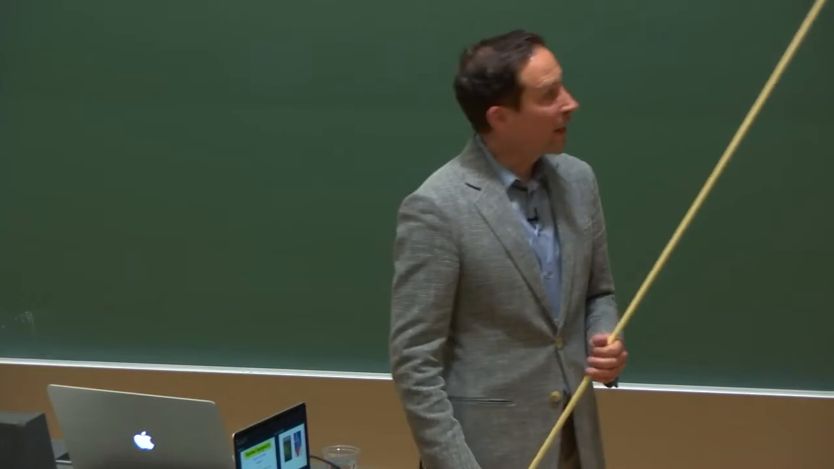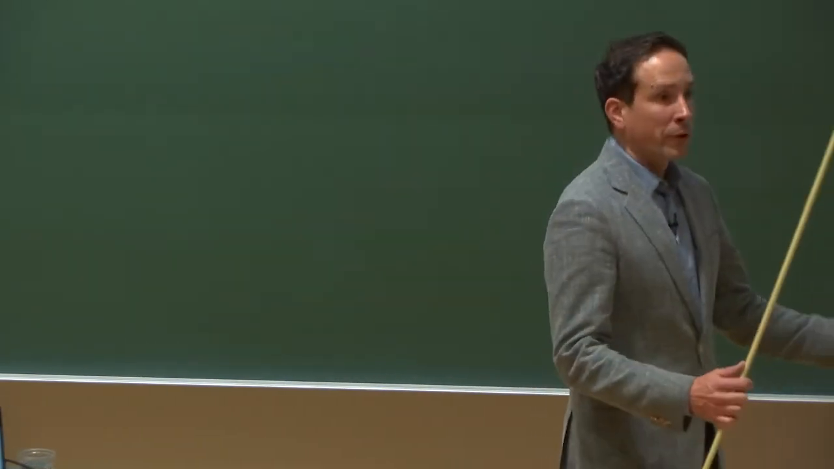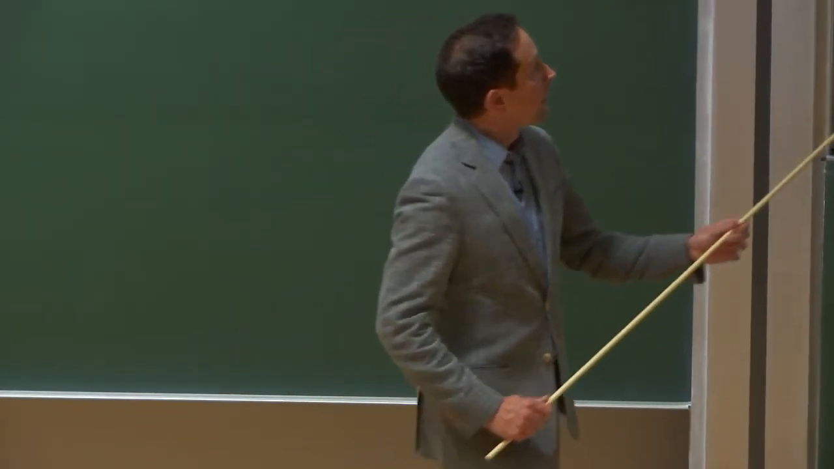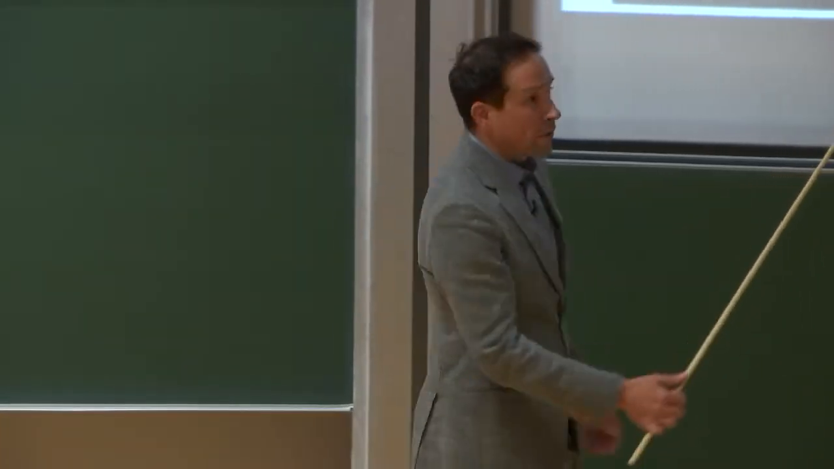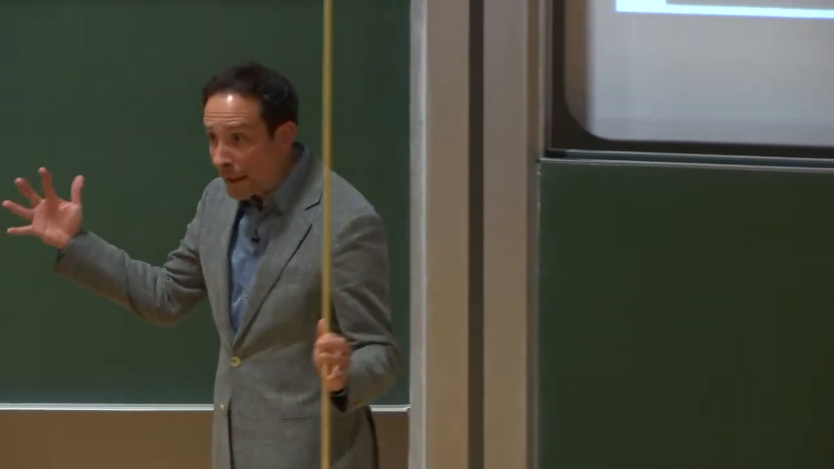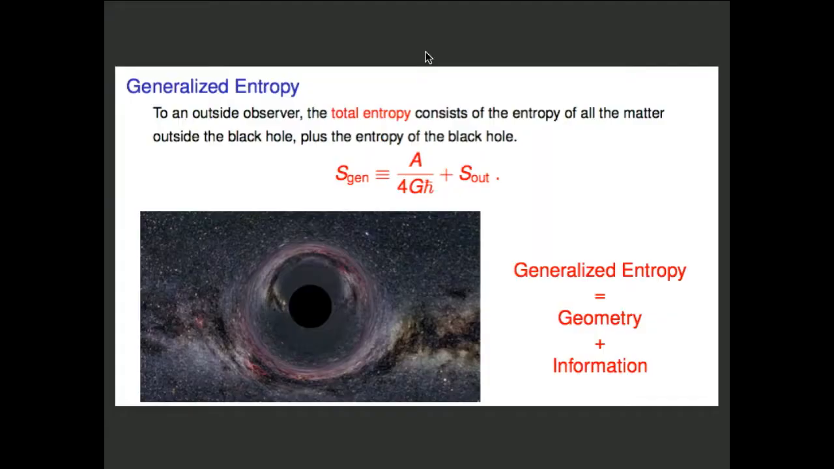And so the idea was then that to an outside observer, when you dump your box of radiation into the black hole and get rid of some entropy, the outside entropy would indeed decrease, but the area of the black hole would hopefully increase by enough to make up for that lost exterior entropy. And so Bekenstein's conjecture was that the sum of the two, which he called the generalized entropy, black hole plus ordinary entropy, would never decrease.